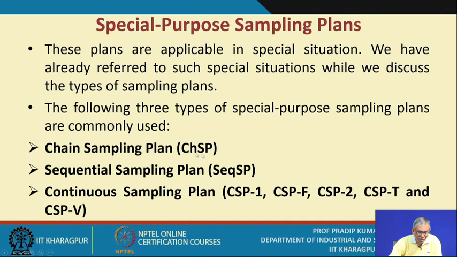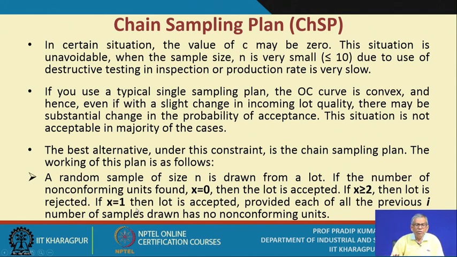First one is the chain sampling plan, next one is the sequential sampling plan, and the third one is the continuous sampling plan. Under continuous sampling plan, you have these 5 varieties as per the standards, that is CSP1, CSPF, CSP2, CSPT and CSP5. So briefly I will explain all these special purpose sampling plans. Now the chain sampling plan is recommended when the value of C is 0.